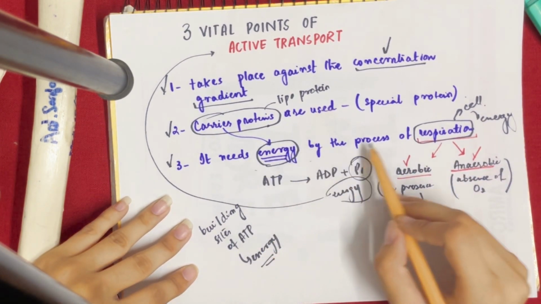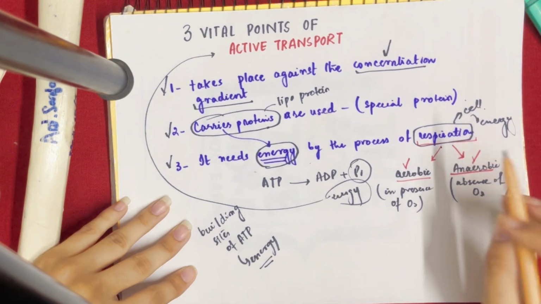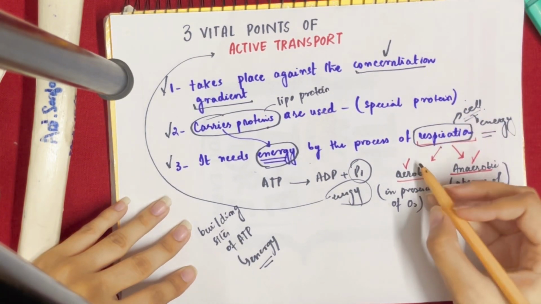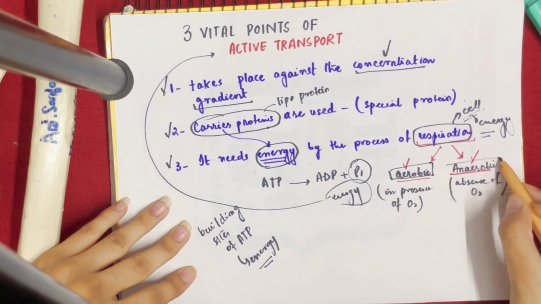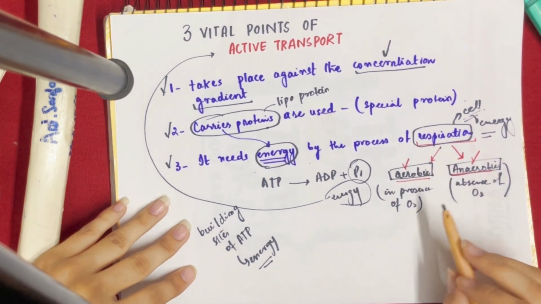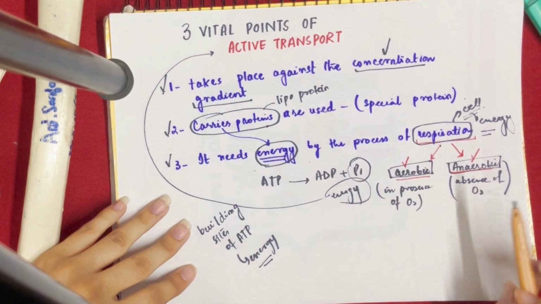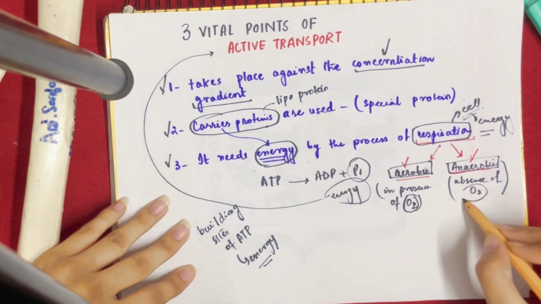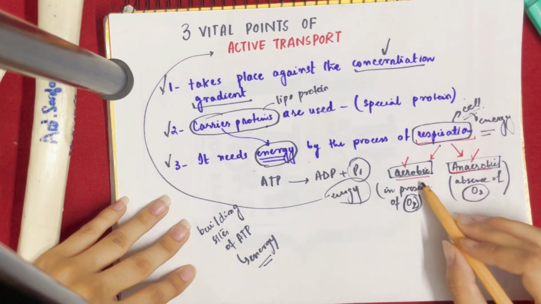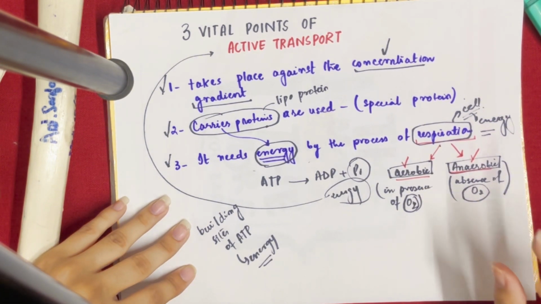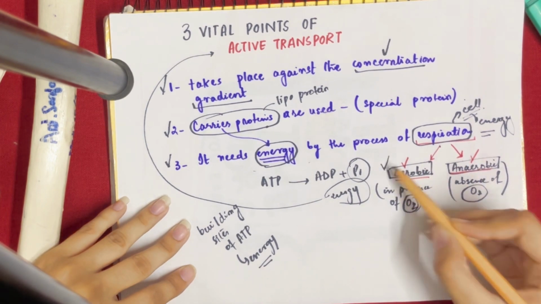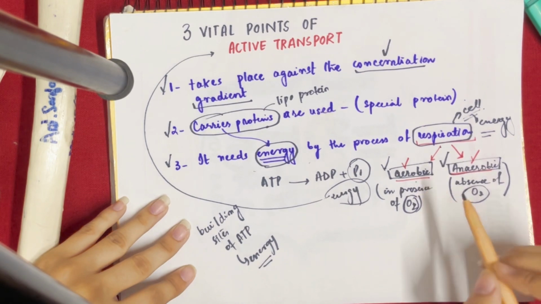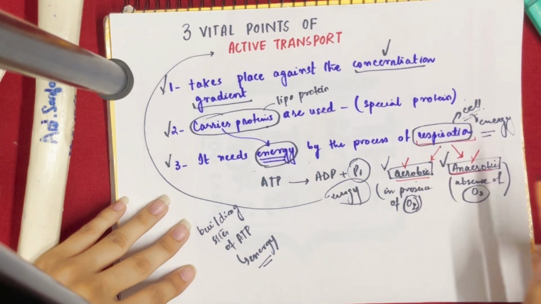It needs energy from the process of respiration. Respiration takes place in the cells and gives off the energy. Respiration is of two types. It can either be aerobic or anaerobic. What is meant by the terms aerobic and anaerobic? Aerobic means in the presence of oxygen, and anaerobic means in the absence of oxygen. However, the amount of energy released in aerobic and anaerobic respiration differs. The energy released in aerobic respiration is much more than the energy released in anaerobic respiration.